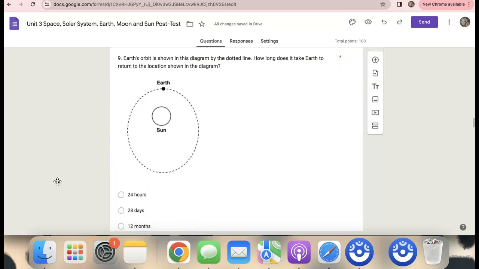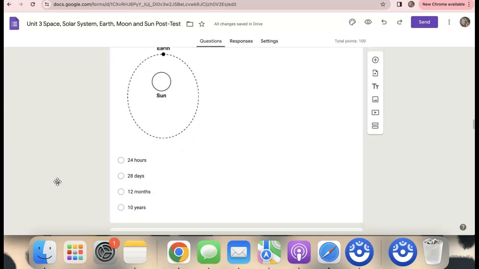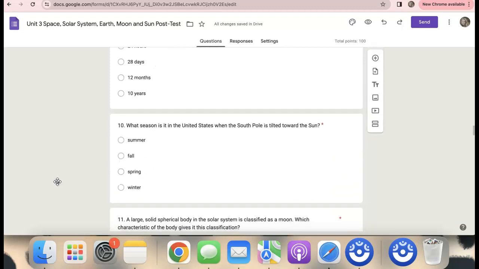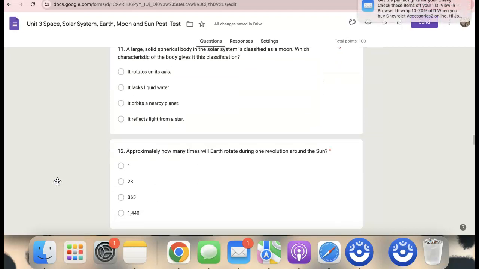Number 9. Earth's orbit is shown on the diagram by the dotted line. How long does it take for Earth to return to the location on the diagram? 24 hours, 28 days, 12 months, 10 years. Number 10. What season is it in the United States when the South Pole is tilted towards the Sun? Summer, fall, spring, or winter?